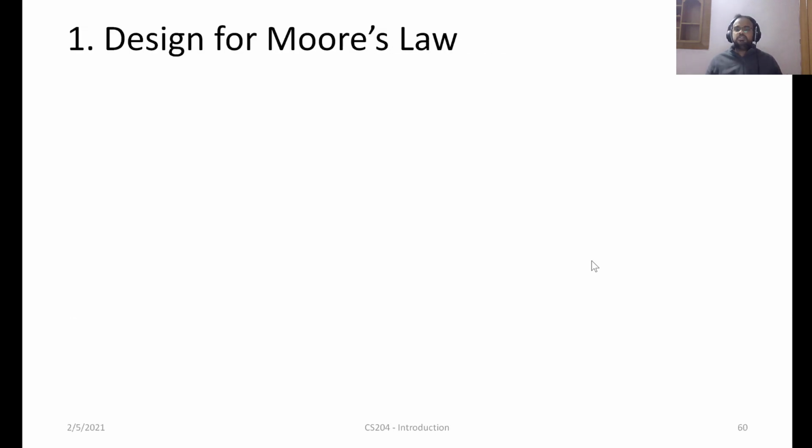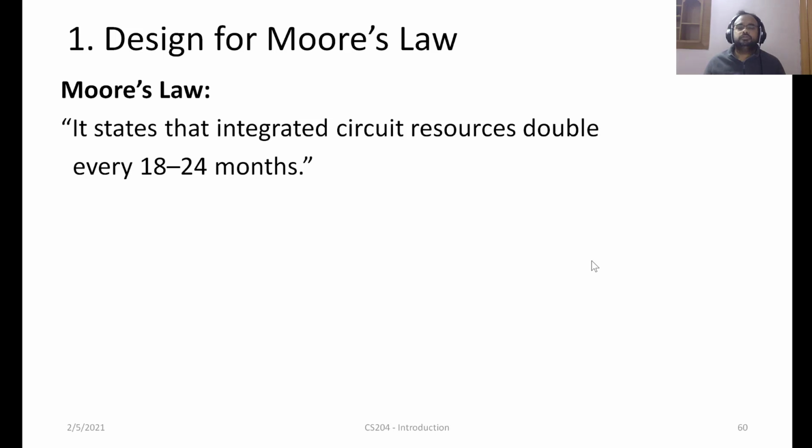The very first one is design for Moore's law. What does Moore's law state? It states that the resources in an integrated circuit will double every 18 to 24 months. It means for every 1.5 to 2 years, the resources in the integrated circuit, basically the number of transistors, will double.